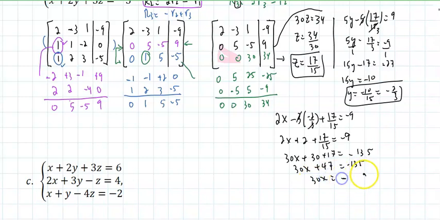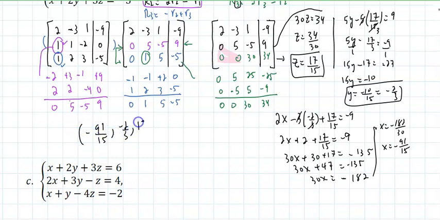30x equal a negative 182. So x would be negative 182 divided by 30. I'm going to divide by 2. That's a 15. 182 divided by 2 is 91. So my solution to this problem is negative 91 over 15, negative 2/3, and 17/15.